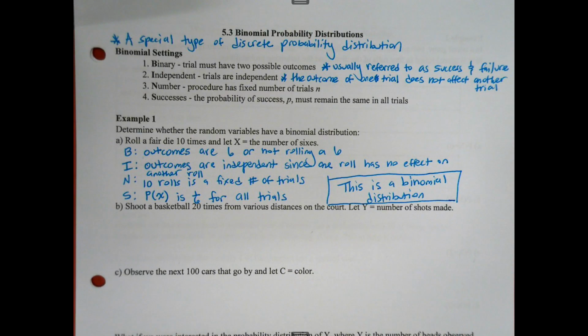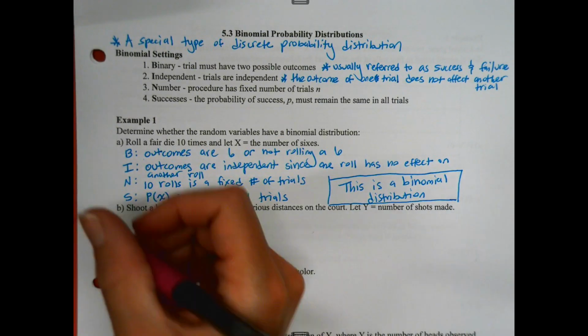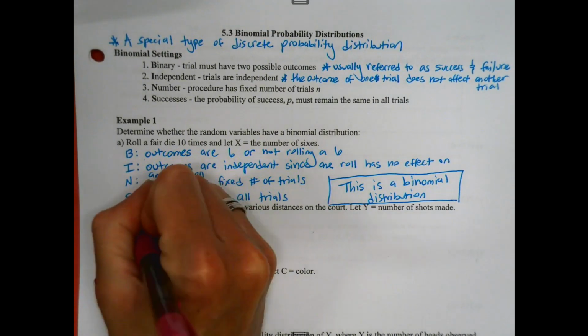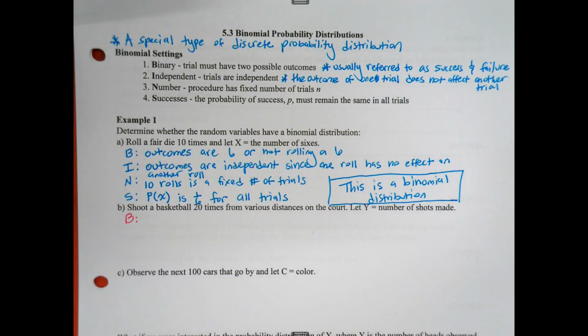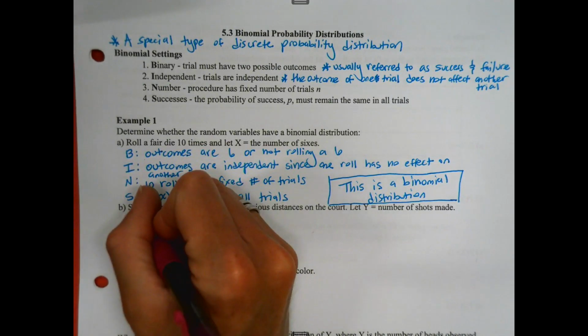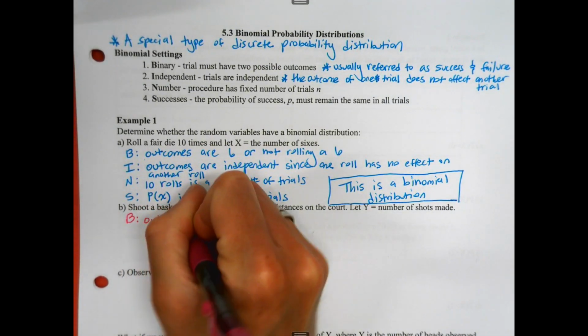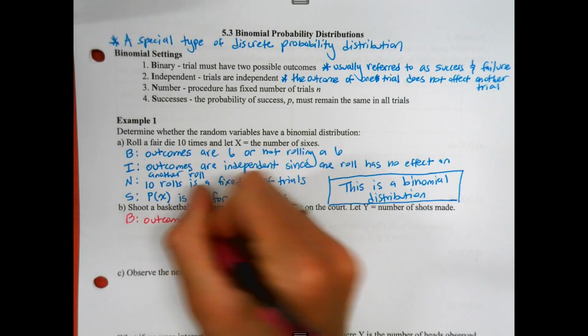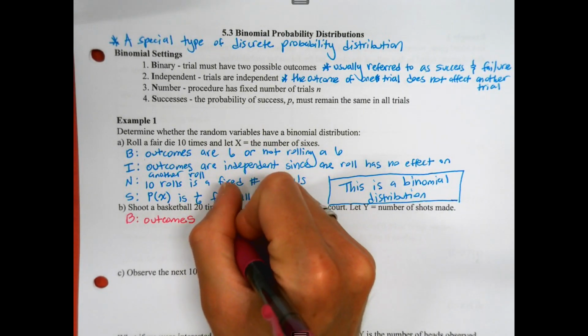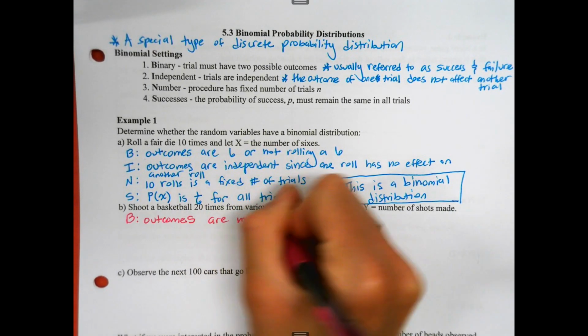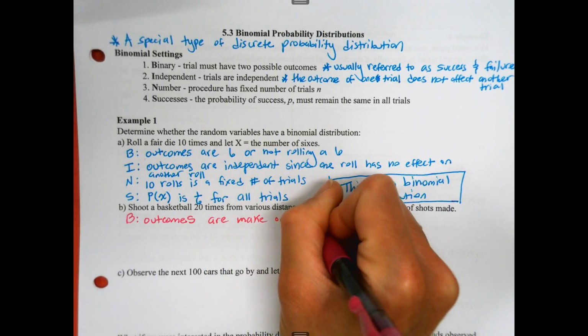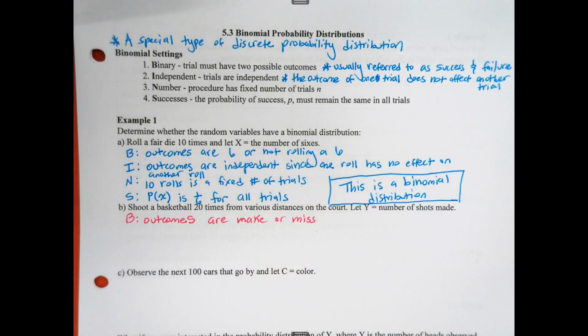For B, we are shooting a basketball 20 times from various distances on the court. Let Y equal the number of shots being made. For our B, is it binary? Well, our outcomes are going to be either we make it or we miss it. Therefore, it fulfills our B.